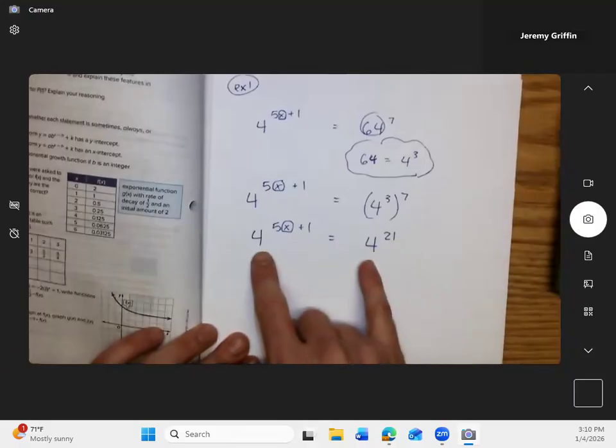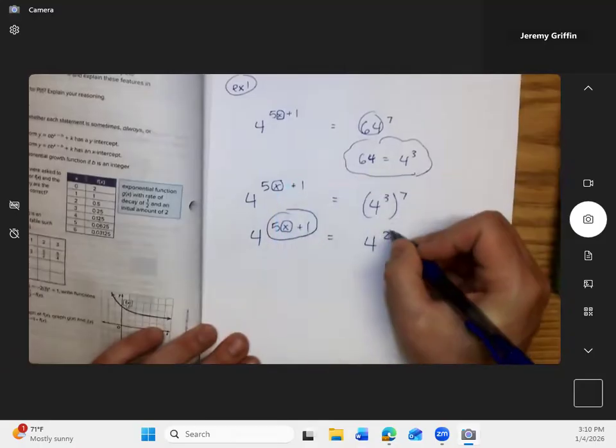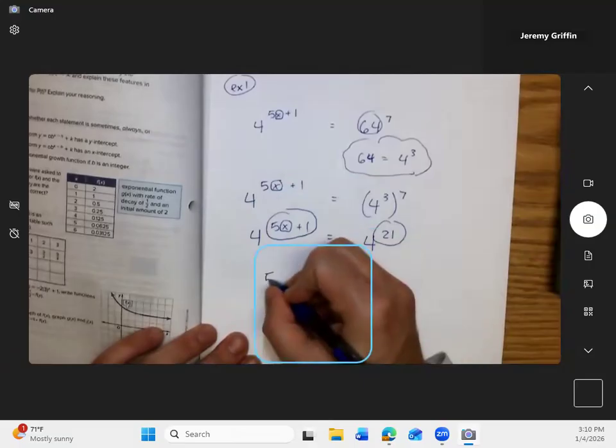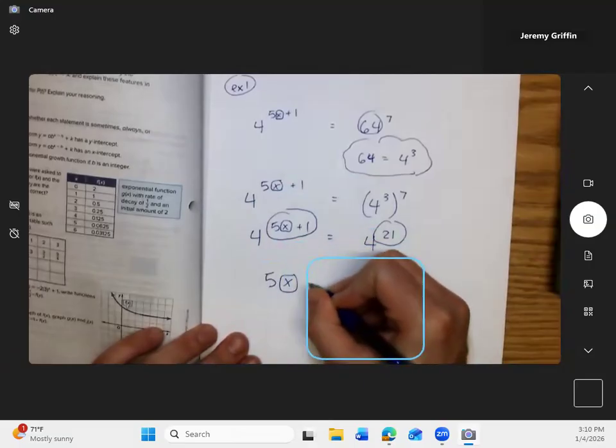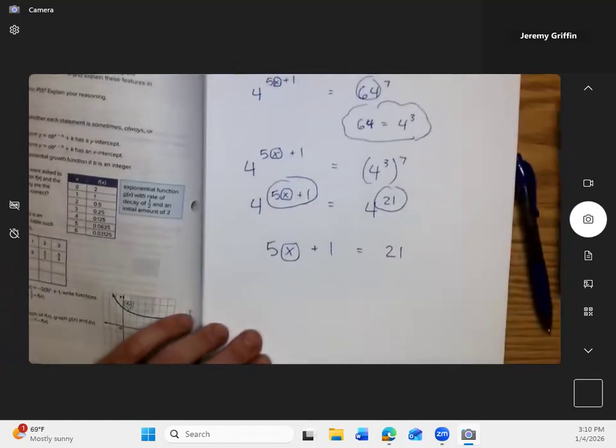Well, now that the bases are the same, hey, I think this power has to match this power. They have to be the same, right? So I can just say that's true. So 5x plus 1 equals 21. It's gotta be, right? And now I can just use my regular algebra rules.